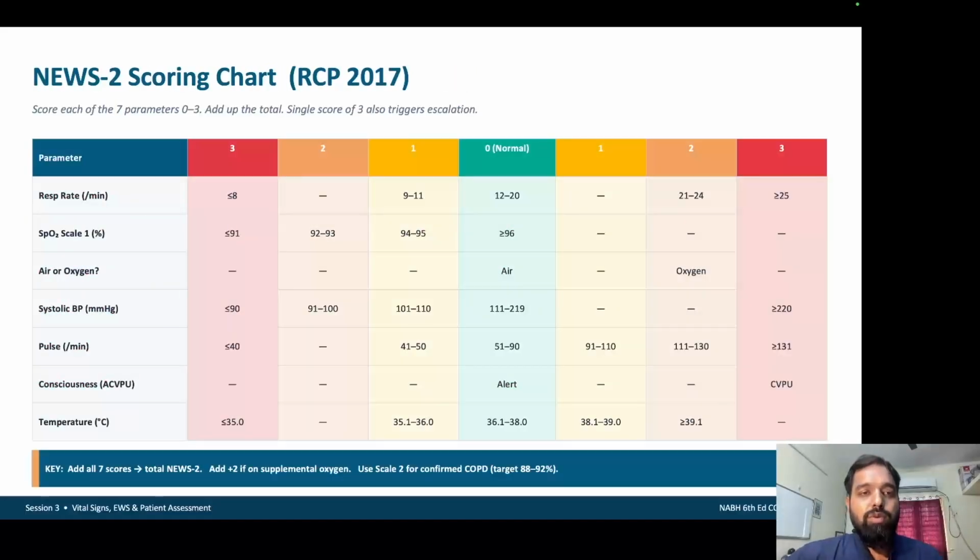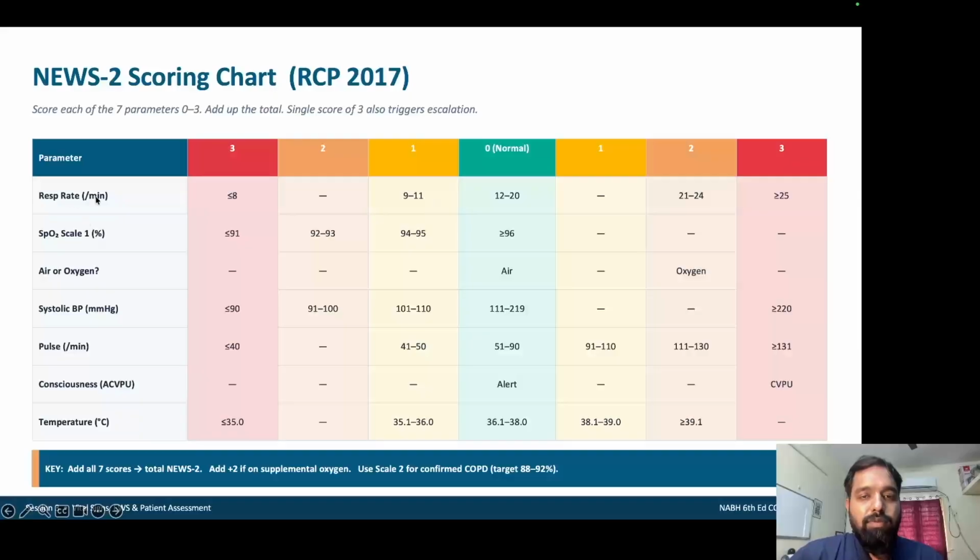Regarding the NEWS 2 scoring chart, we are looking at a tabular column here. Here we have all the parameters to be considered to calculate the NEWS 2 score, and each parameter has a range from 0 to 3. 0 is normal. As the number increases, the severity increases. Respiratory rate, SpO2, air or oxygen, systolic BP, pulse, conscious level and temperature: the normal value is 0. Once it deviates and the severity increases, the score goes up.